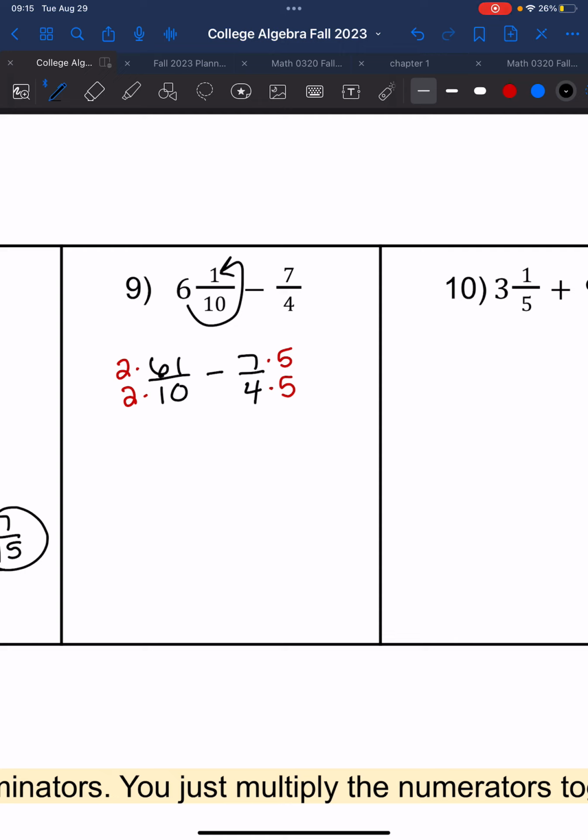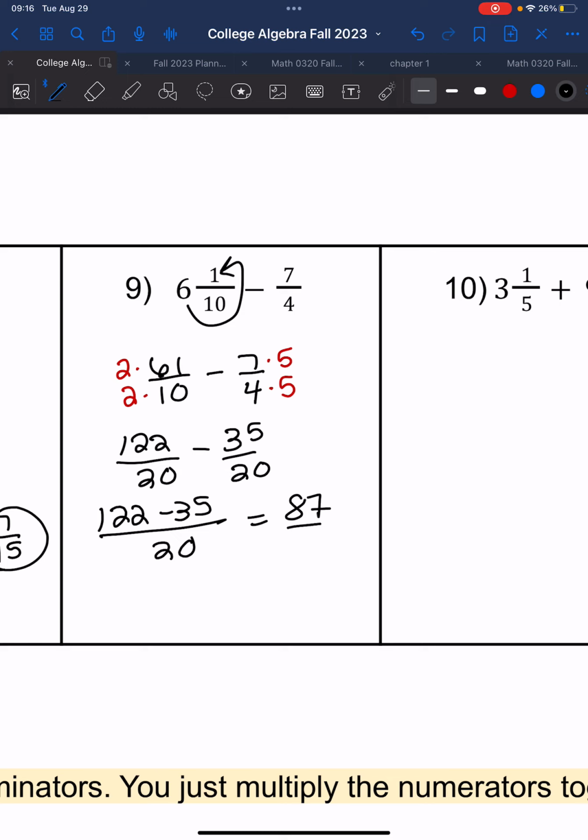When I do that, I get 122 over 20 minus 35 over 20. Now I have a common denominator of 20, so I'm going to be subtracting the numerators. So 122 minus 35 is 87. So 122 minus 35 over 20 is equal to 87 over 20. And I'm just going to go ahead and say that is the simplest we can go.